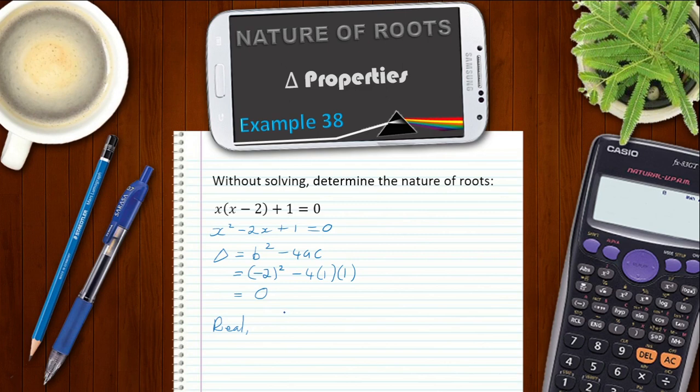If it's equal to 0, it would be equal roots and rational. If it's greater than 0, it would be unequal roots. So we have it equal to 0, so meaning it would have equal roots and it would also be rational. And then you're done.